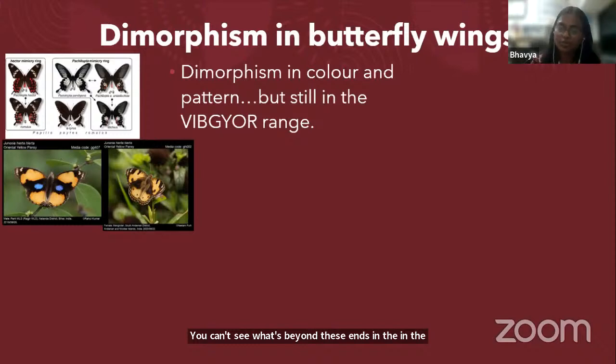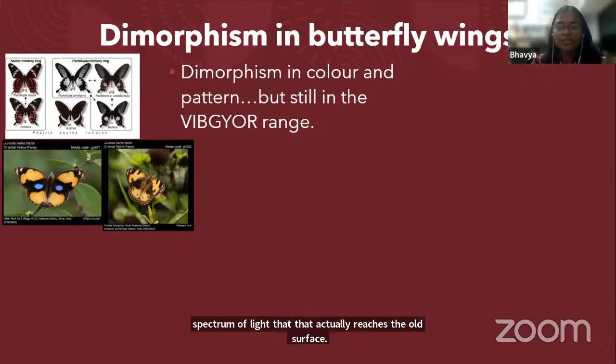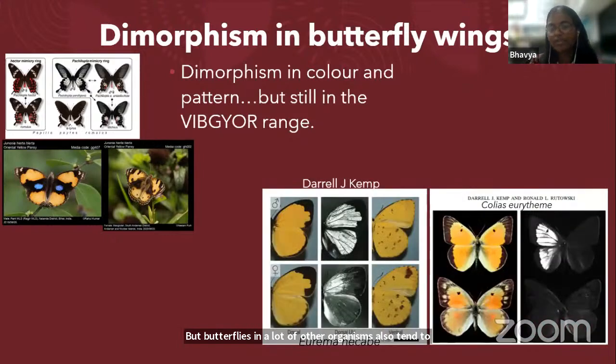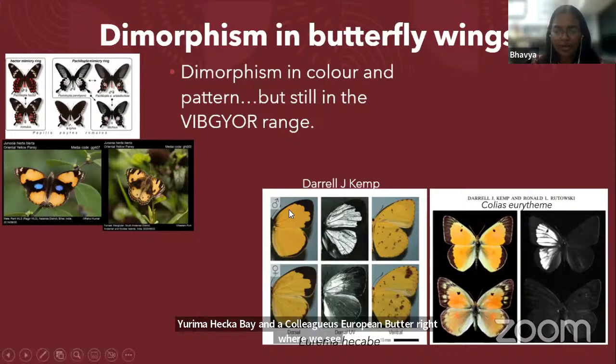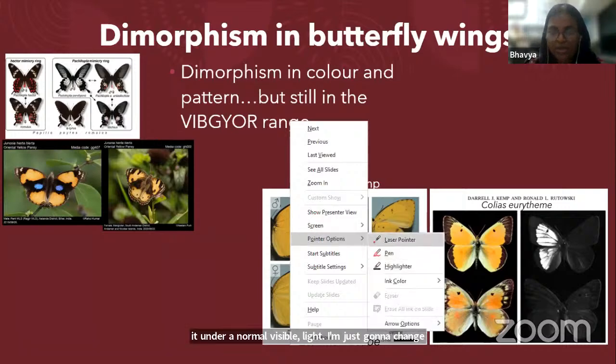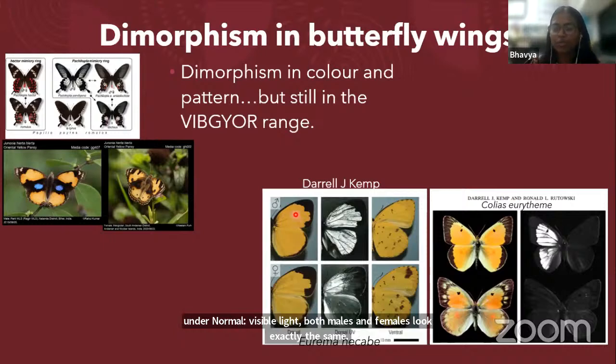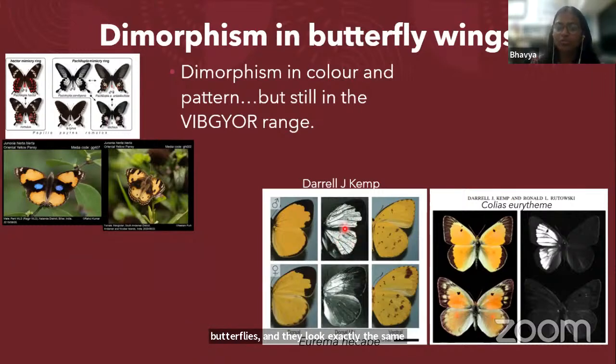But butterflies and a lot of other organisms also tend to have an interesting additional color, which is a color in the UV. And I've illustrated two examples here of Urema hecabe and a Coleus eurythium butterfly, where we see that under normal visible light, I'm just going to change this to a pointer actually. Under normal visible light, both males and females look exactly the same. This is like you take a normal photograph of these butterflies and they look exactly the same. But if we were to use a filter that cuts out every other wavelength of light and only allows the UV light to pass through, we see that the males and females are actually very different with respect to UV coloration.